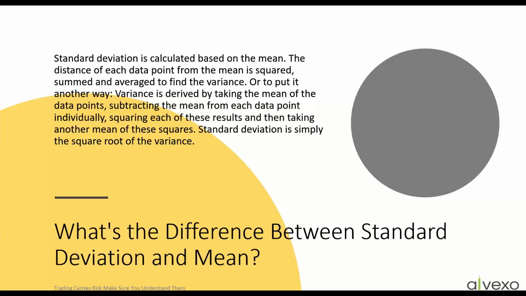So standard deviation is calculated based on the mean or the average. The distance from each data point of the mean is squared, summed, and averaged to find the variance. Wow, that's a mouthful. Variance is derived by taking the mean of the data points, subtracting the mean of each data point individually, squaring each of these results, and then taking another measure of these squares. Standard deviation is simply the square root of the variance. Okay, we're done, I promise. You'll never have to calculate this.